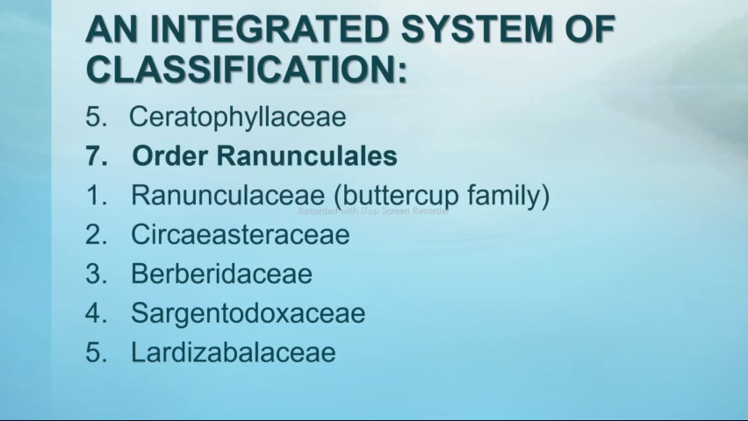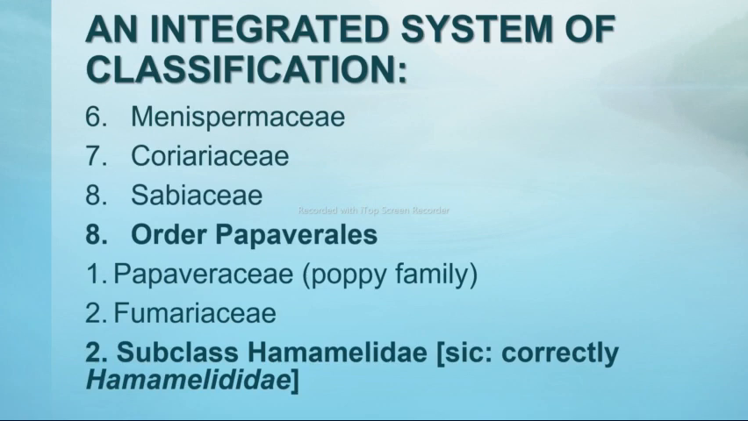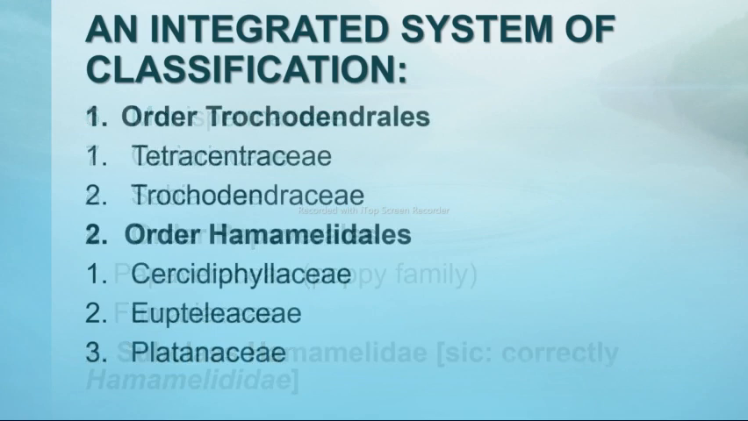Next is the Circaeasteraceae, next is Berberidaceae, next is Sargentodoxaceae, and next is Lardizabalaceae. So the next is Menispermaceae and Coriariaceae and Sabiaceae. So the eighth order is the Papaverales, which includes the Papaveraceae, which is the poppy family, and next is the Fumariaceae. So the second subclass is the Hamamelidae, Hamamelididae. So it includes the first order, which is Trochodendrales, and it includes the Tetracentraceae.